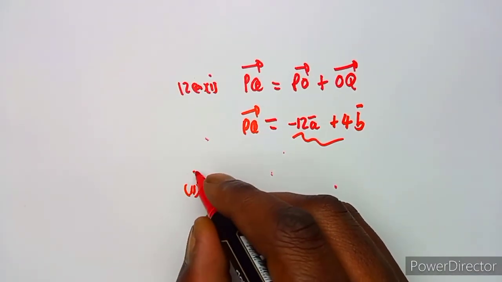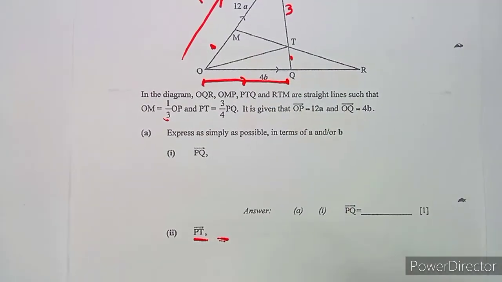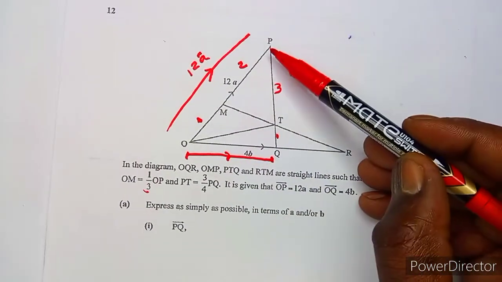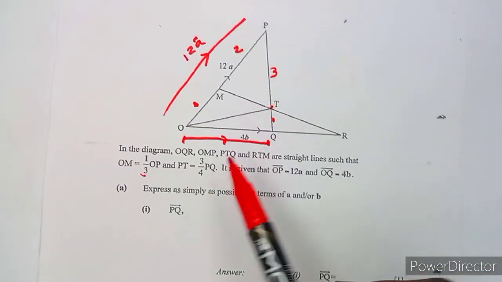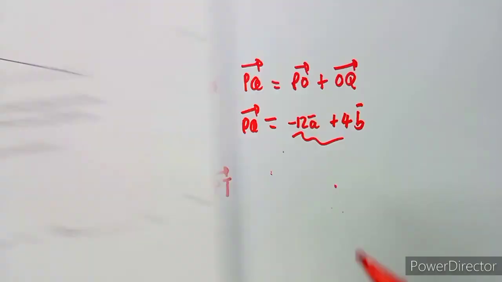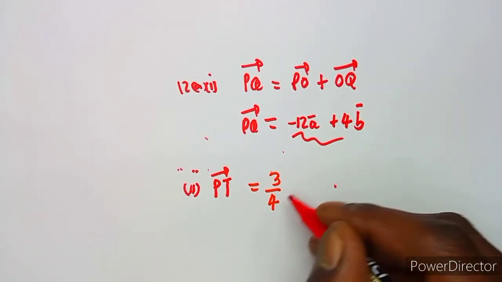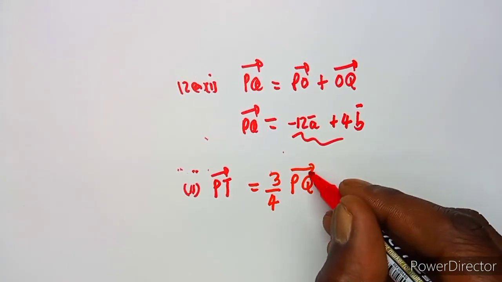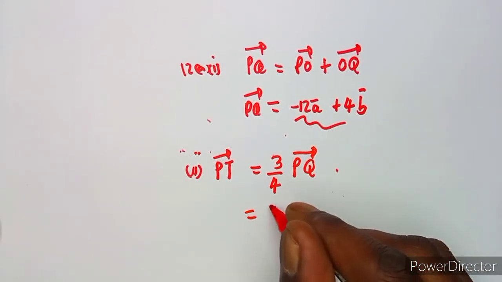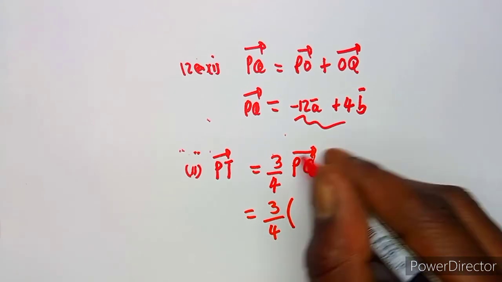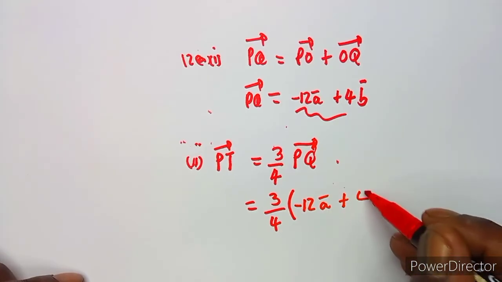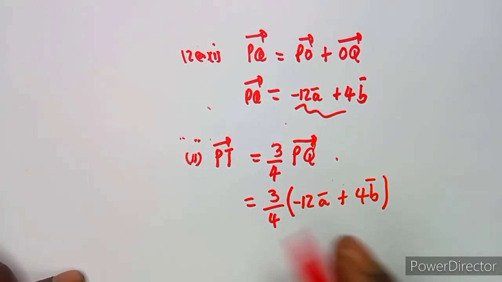Then let's move on to item 2, which is vector PT. All right, so where are we going to have our PT from? That is from P here to T. Now we can use the ratio, because we've got the ratio here that PT is 3/4 of what? Of PQ. We are given that it is 3/4 of PQ. But do we have this PQ? Yes, we have it, because we calculated this one before. So it is going to be 3/4 times, you substitute the vector PQ, which is minus 12a plus 4b. So that is what you're going to have.